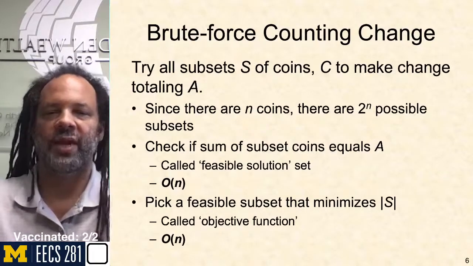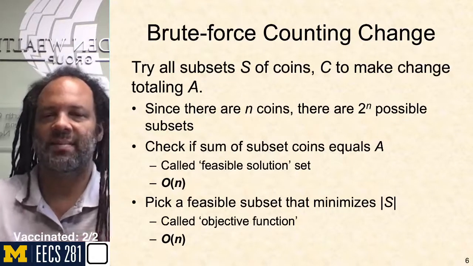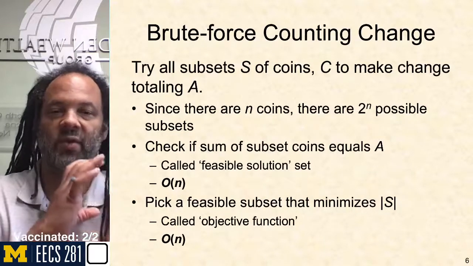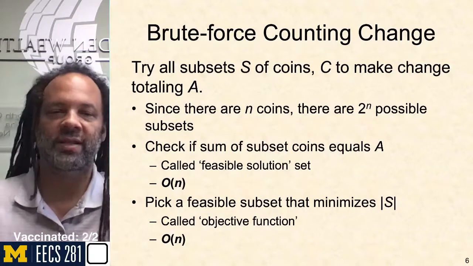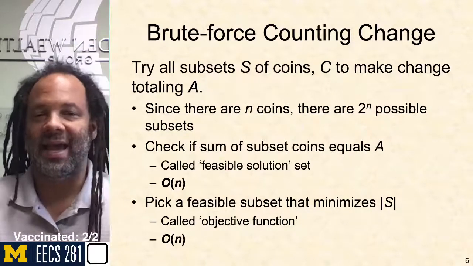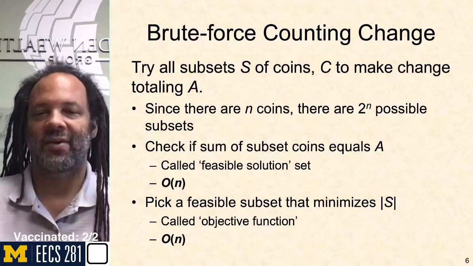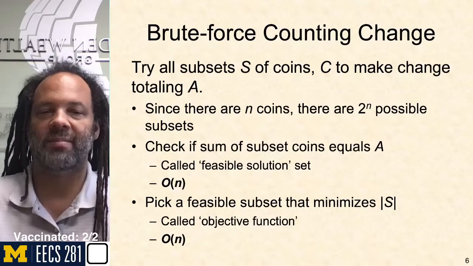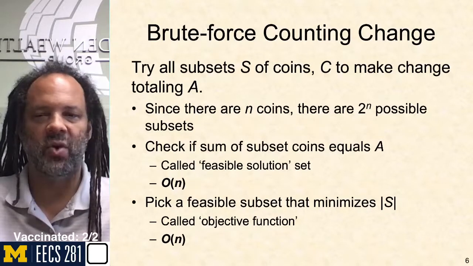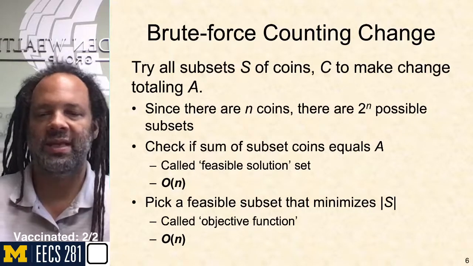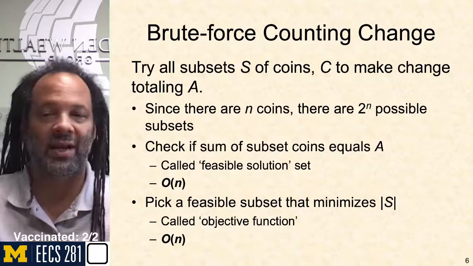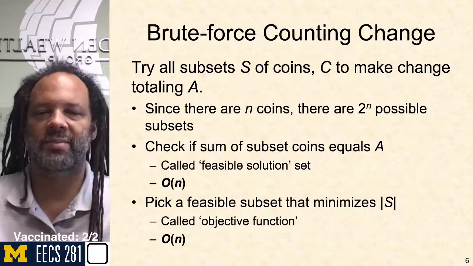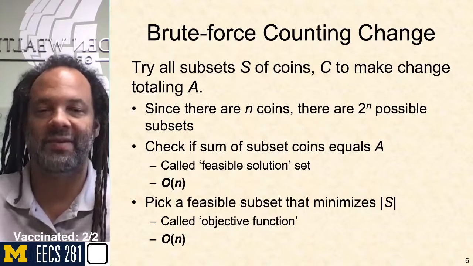So for brute force counting change, let's say that we're going to try all subsets S of the coins, and the set of coins is C, and we're trying to make some change that's totaling A. So S and C are sets, A is a value. Since there's n coins in C, there are 2 to the n possible subsets. And how do we get that? Well, we look at each coin as having a 1, 0 option. The coin is either included in this given set of change or it's not included. So that gives me 2 choices for every coin, 2 to the n possible subsets. That's a lot of subsets given any reasonable size n.